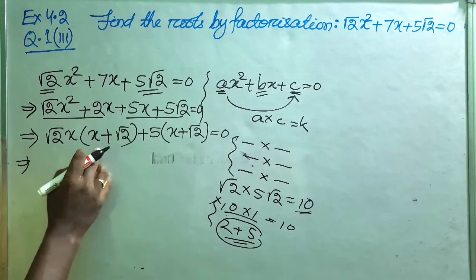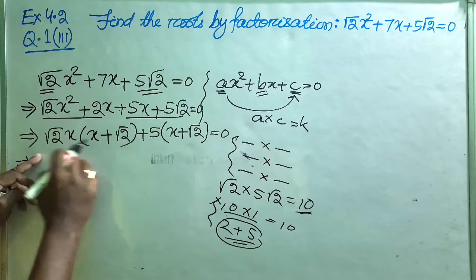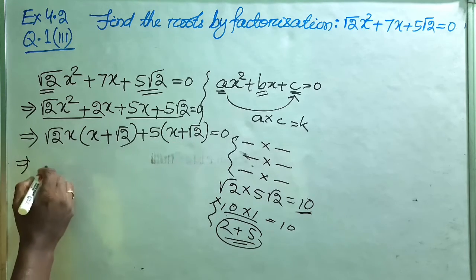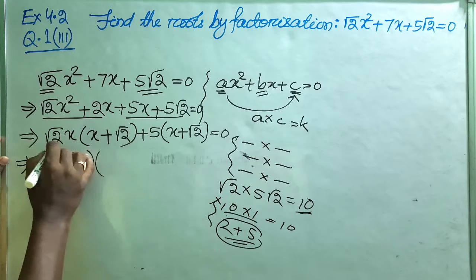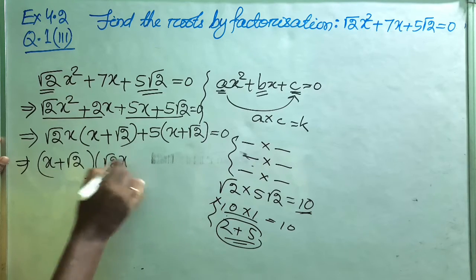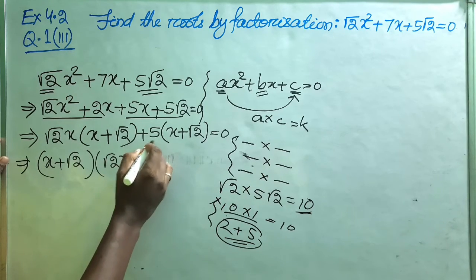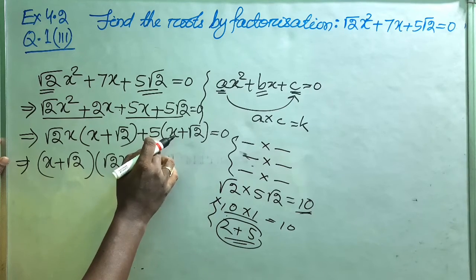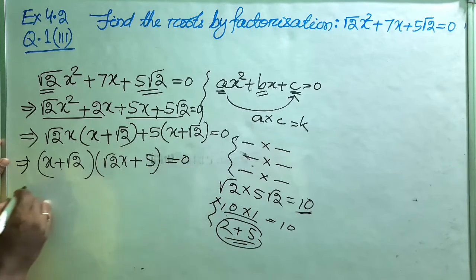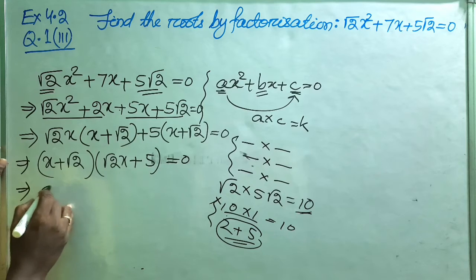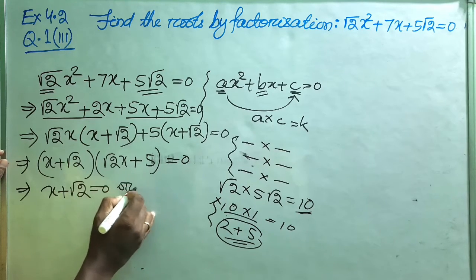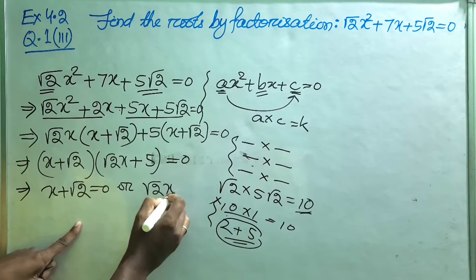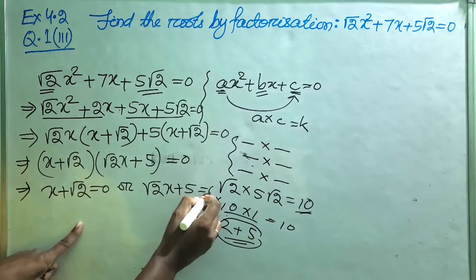Now this implies x plus root 2 is a common factor now in these two terms, so take x plus root 2 as common. So here only root 2x remains here, then plus here 5 remains. Now this equal to 0. Now this implies either x plus root 2 equal to 0 or root 2x plus 5 equal to 0.